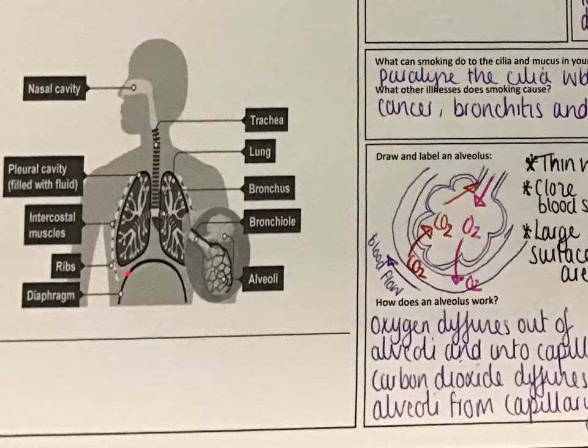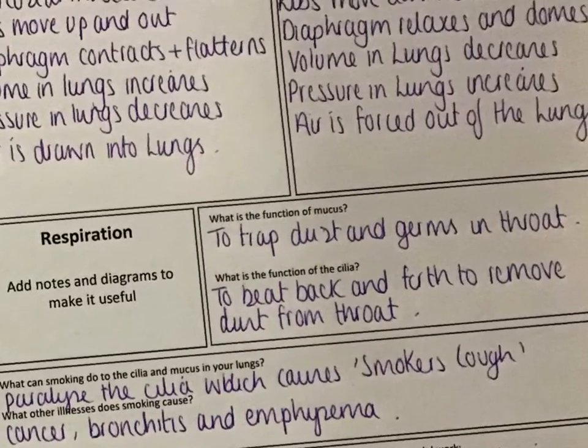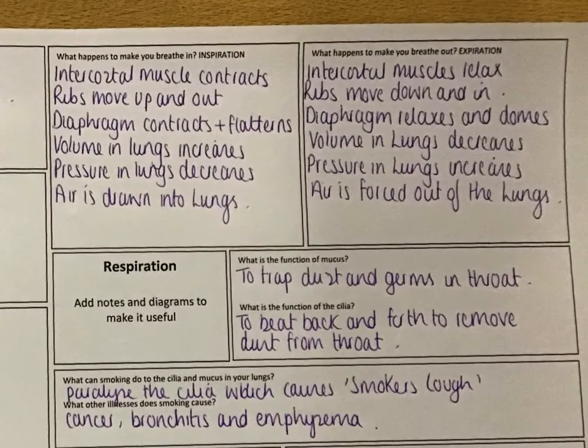Okay, so if we go back, at the same time, because it domes, the volume inside the lungs is going to decrease. And as that decreases, the pressure inside our lungs will increase, so air is forced out of the lungs when we breathe out.